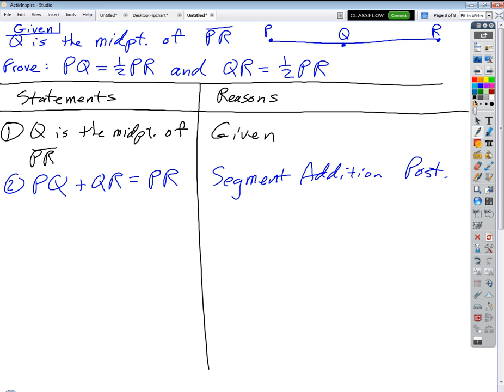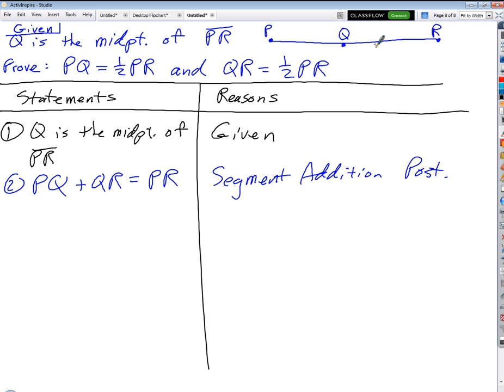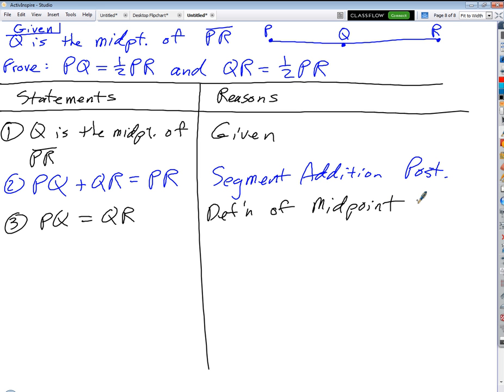Okay, what is the definition of a midpoint? A point that bisects a line. So if Q is the midpoint, then it bisects the line, and so don't we know that that distance must equal that distance? Right? Okay, so we could say PQ equals QR by definition of midpoint. Okay, so that gives us quite a bit of stuff, doesn't it?